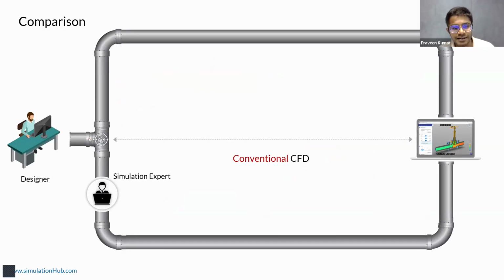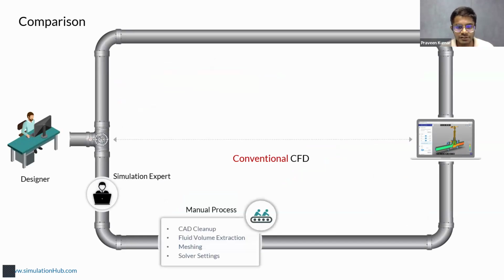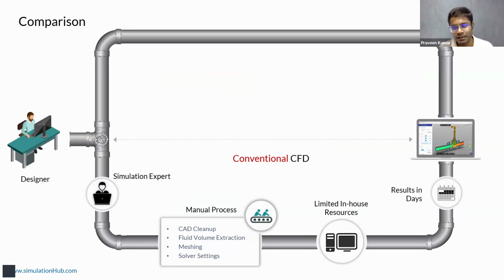But still, he would have to depend on a simulation expert who does the whole process manually: the CAD cleaner, fluid volume extraction, mesher, solver, everything manually, and then rely on limited in-house computational resources. It typically takes weeks to obtain the complete CV curve. And in this case, he had three CV curves to extract, so three designs to be evaluated. So it easily takes 2 to 3 weeks or more.